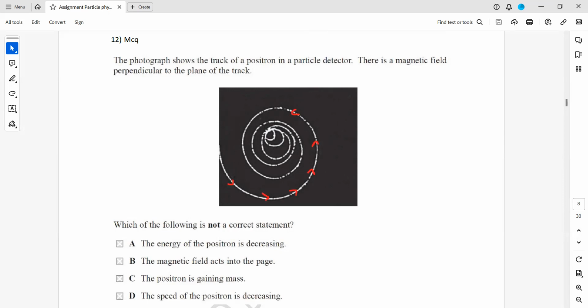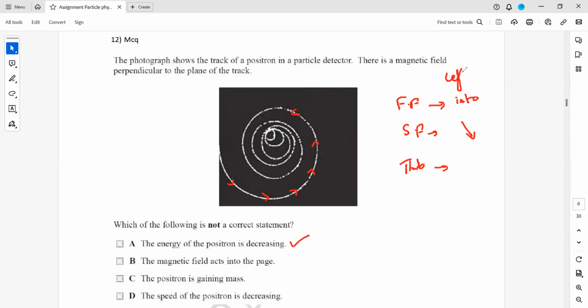So we have to identify which of the following statements is not correct. The energy of the positron is decreasing. That's correct, because the radius of curvature is also decreasing. The magnetic field acts into the page. For example, if we apply the left hand rule, our index finger, or first finger, should point into the page if the magnetic field is into. Your second finger should point in the direction of the positron. So which direction is the positron entering? The positron is entering in this direction. And your thumb will represent the force.